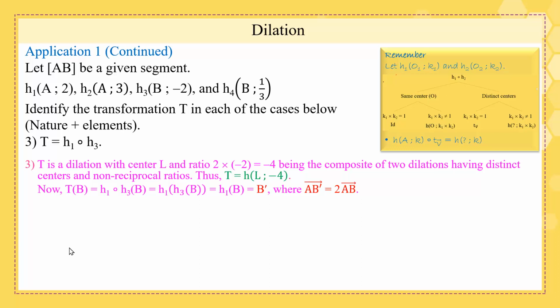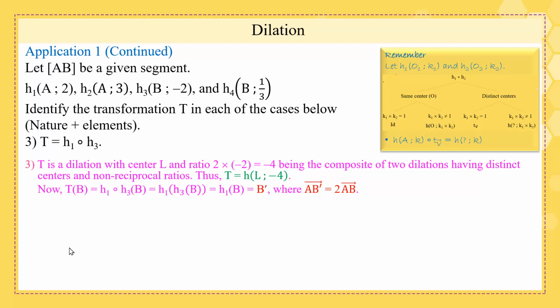First, before we continue, why do we select the point B to find its image by T? In order to precise the position of L, finding the image of a fixed point by T can help you to locate the position of L. So you select one of the fixed points in the figure. Because AB is a given segment and A and B are the centers of H1 and H3, you can select one of them to find its image by T, and this can help you to find the position of L, which is the center of T.